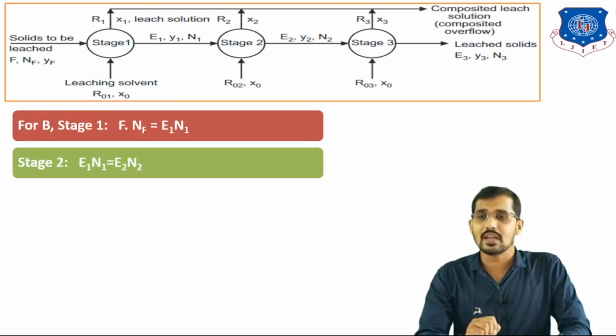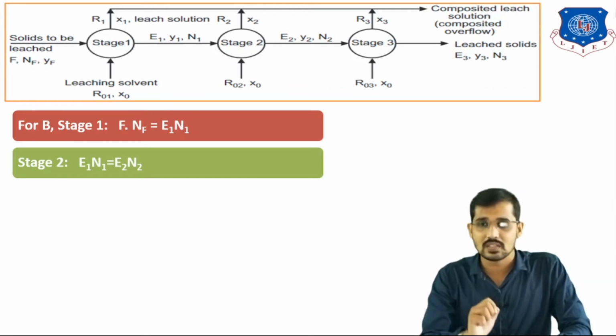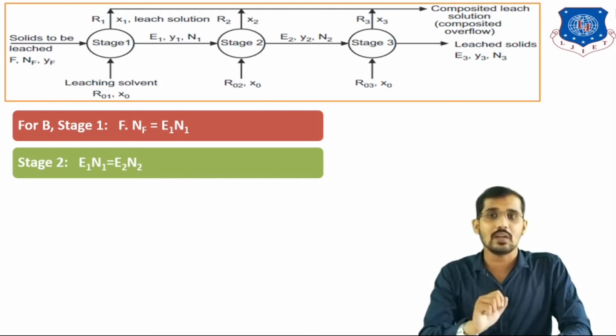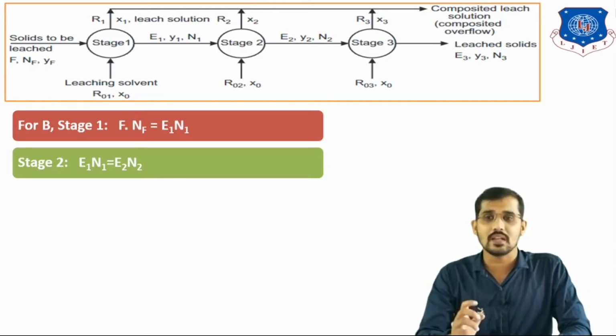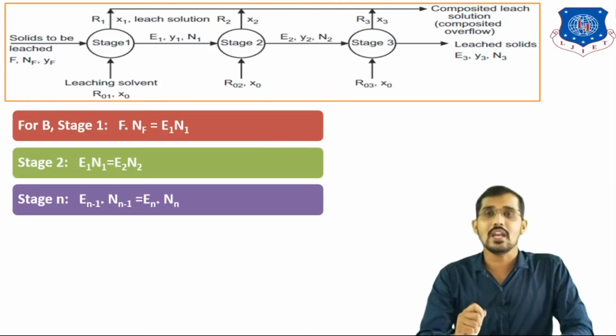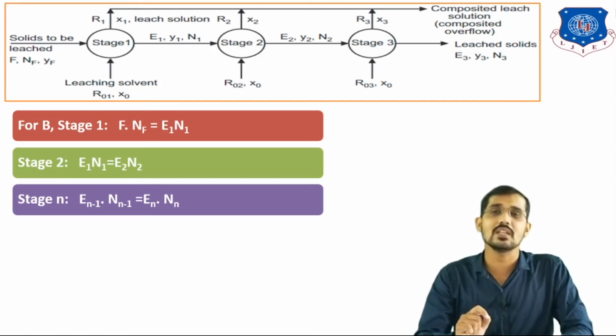Similarly, we can write for stage 2. For stage 2, we are writing only for component B, that is the insoluble part. You can see here E1 N1 is the feed for the second stage. After that, the outlet stream is E2 into N2. For the third stage we can write similarly that E2 N2 is equal to E3 into N3. So for the nth stage I can write in this manner: En minus 1 into Nn minus 1 is equal to En into Nn. So these are the mass balance equations for component B, that is the insoluble.